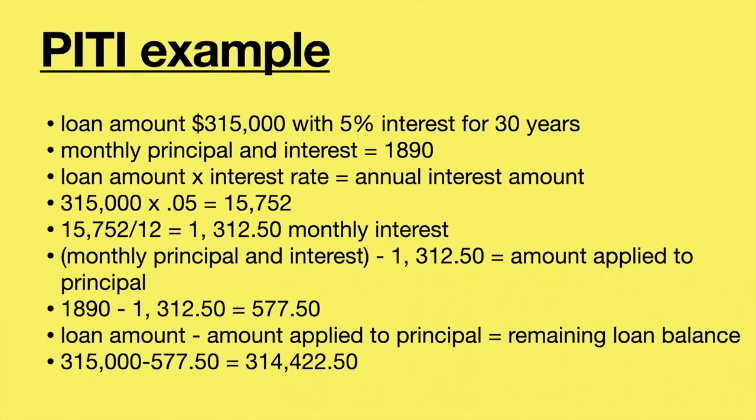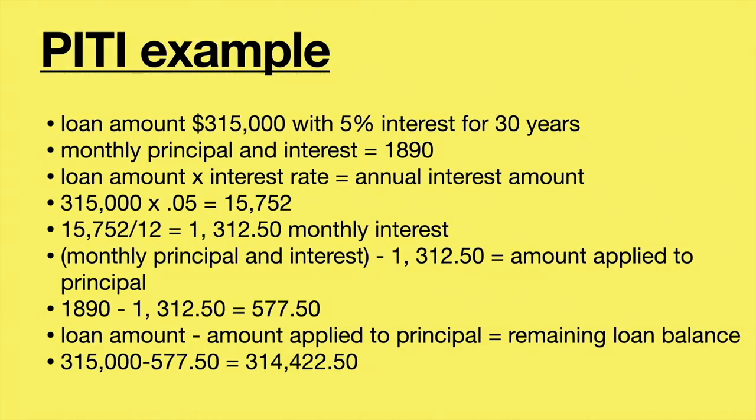The loan amount is $315,000 with a 5% interest rate and a 30-year term. The monthly principal and interest payment is $1,890. To calculate the amount owed after the first payment is made, take the loan balance times the interest rate, which equals the annual interest amount. $315,000 times 5% equals $15,750. This amount divided by 12 months in the year equals $1,312.50 of monthly interest.